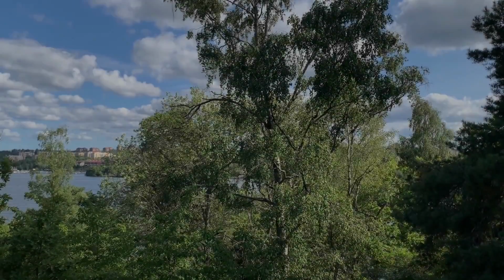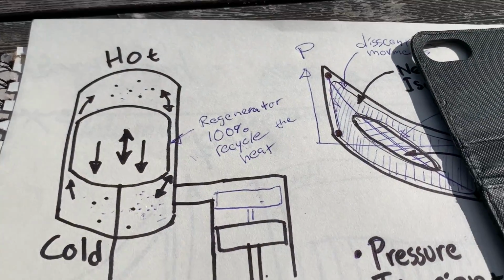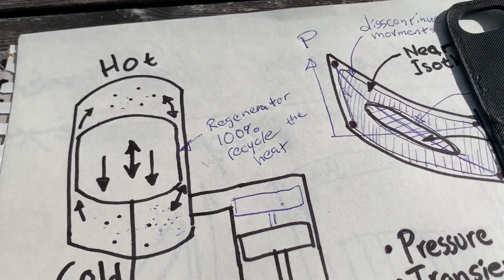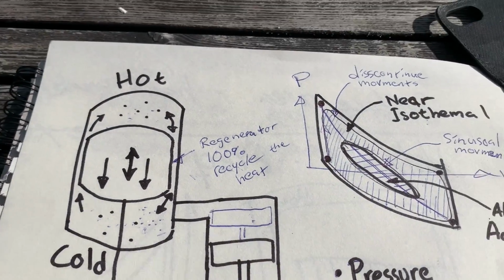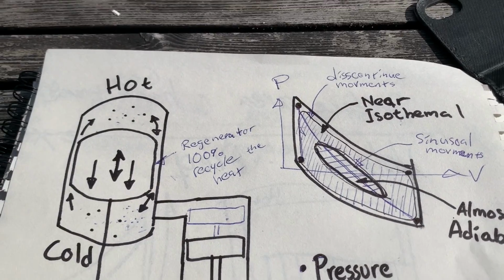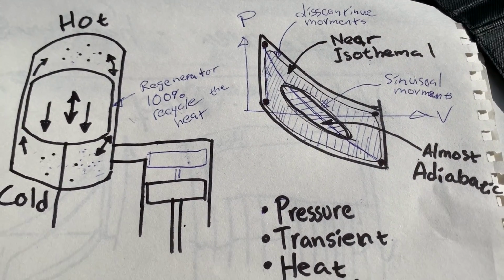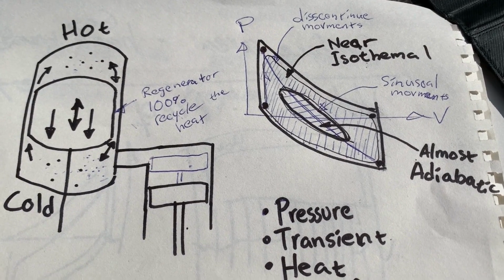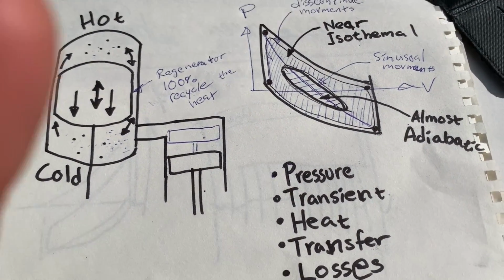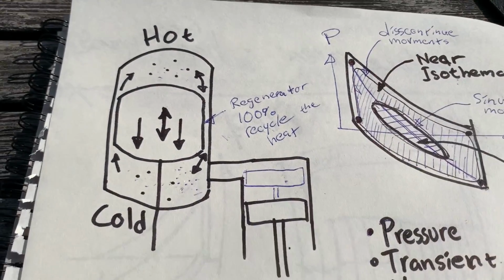I'm in Stockholm and I'll try to explain why it's an advantage to go isothermal and near discontinuous movements rather than sinusoidal movements and an adiabatic Stirling engine. And I put a sketch here.